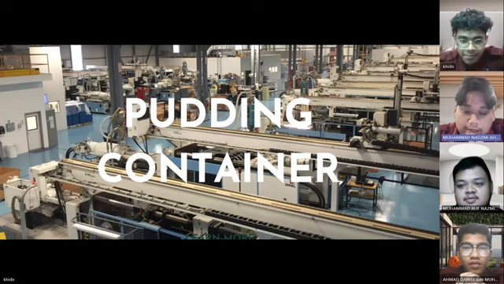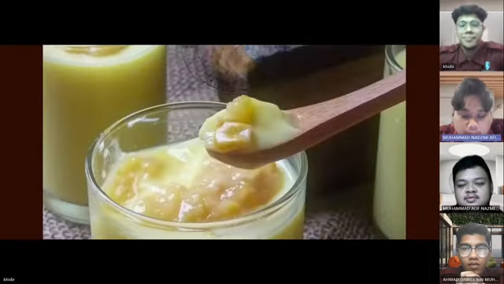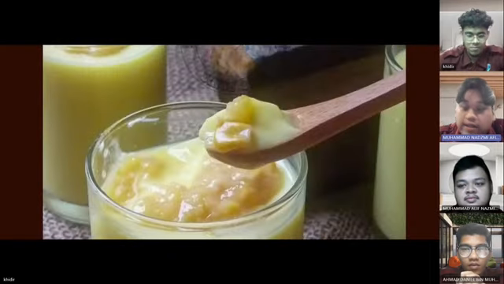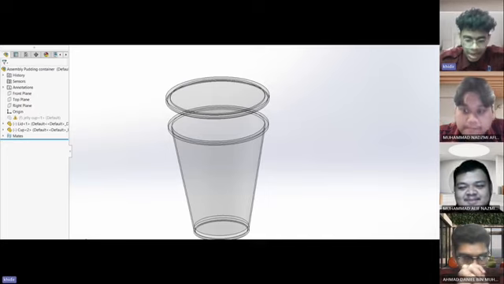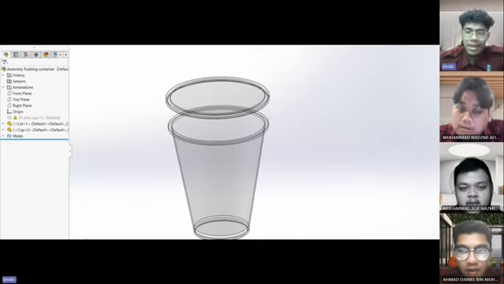Oh, alright, Kide. I think it's a good idea. Do you have any visual modeling of our project that we can see together? Okay, so the design, as shown in the picture, has two parts, which are the lid and the cup.